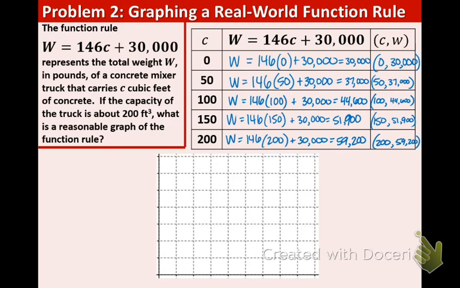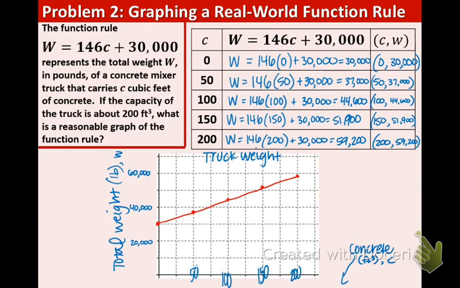So there's the completed table. Feel free to pause again to catch up. And now what we're going to do is label our graph and plot the points and see what it looks like. We have our graph titled and labeled. The labels for the X and Y axes: the X axis is the concrete, and I wrote it off to the right corner because I can't write below, and then the Y label is the total weight of the truck.